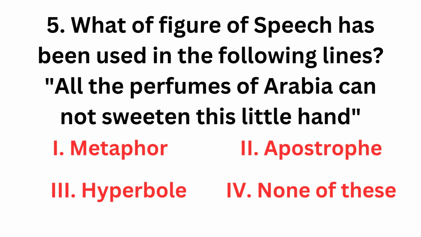Next is, what figure of speech has been used in the following lines: all the perfumes of Arabia cannot sweeten this little hand. Here are the options: metaphor, apostrophe, hyperbole, or none of these. As I already told you, metaphor is known as implied simile, so this answer is incorrect. Apostrophe means we directly call someone who is absent, who is dead, non-living. So here the correct answer is hyperbole because in hyperbole we show the excess of things.